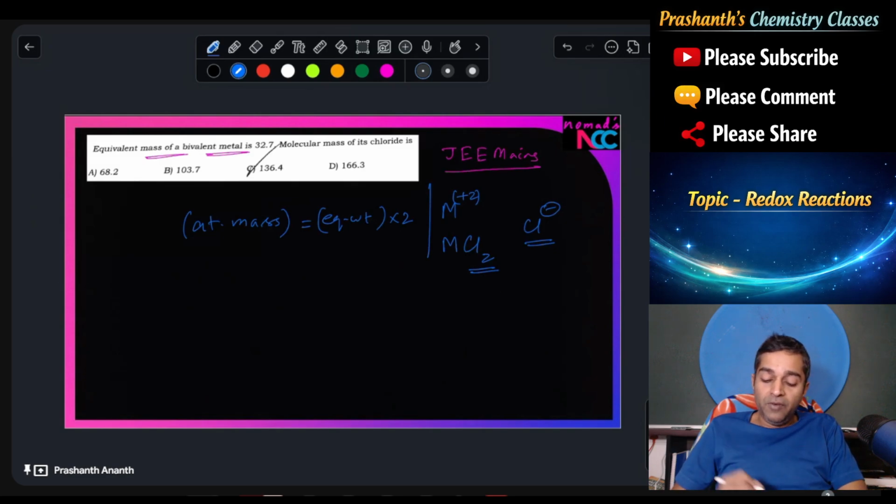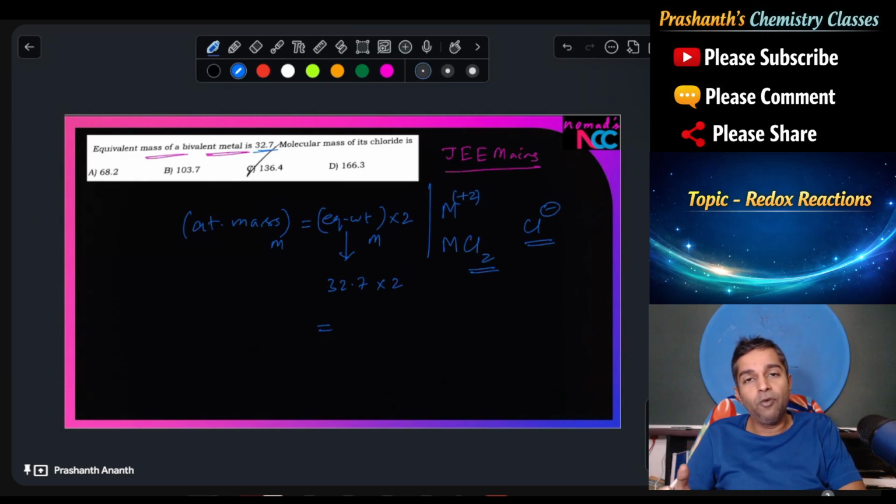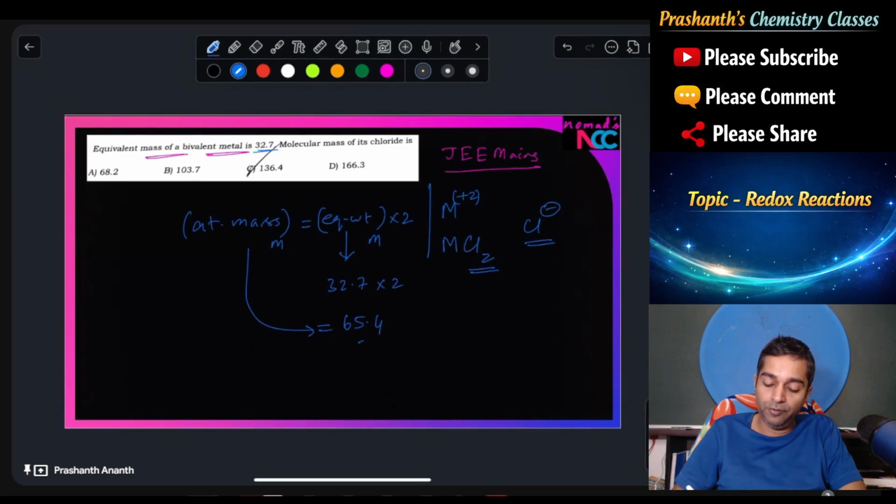Alright, so when you have atomic mass of the metal M being equivalent weight of the metal M multiplied by 2 over here, what is the value going to be? Well, metal M is given equivalent weight as 32.7. So it's going to be 32.7 multiplied by 2, meaning it's going to be 64 plus 1.4. So 64 plus 1.4 means it is 65.4. So you're going to be having 65.4 being the weight of that particular metal's atom. So we can say atomic weight of the metal M in this case is going to be 65.4 in this scenario over here. Alright, so if the atomic weight for the metal is 65.4, the formula is known as MCl2.